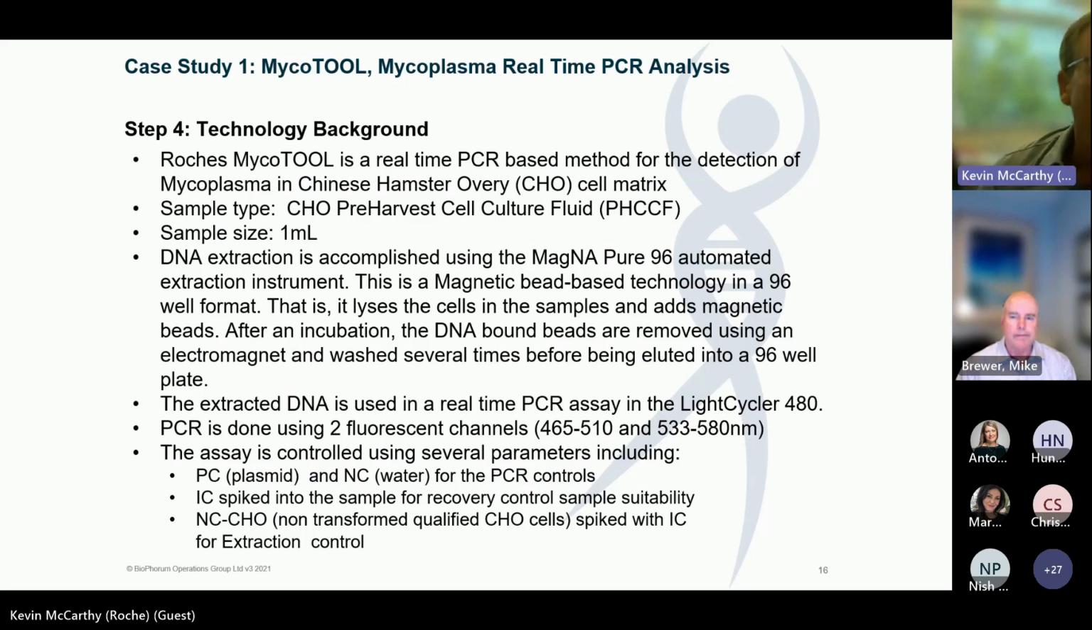The assay has several built-in controls, including a positive control, a negative control, an internal control, and a negative control CHO cell sample that's spiked with an internal control as well. And that's the extraction control.